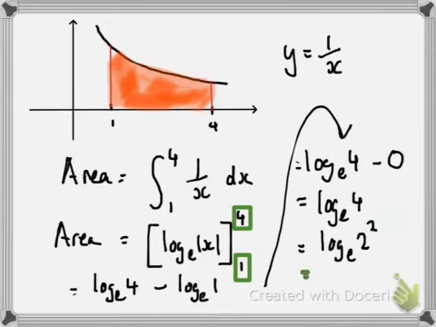So we get equals 2 log 2 to the base e, and because it's an area we have to give it units, we say square units. So there's our first example of finding an area.